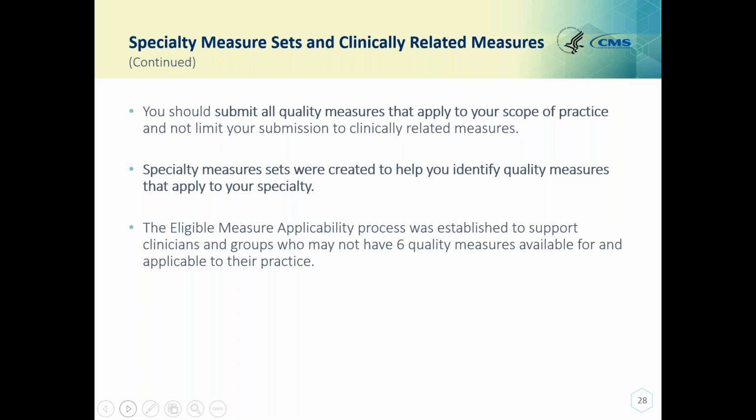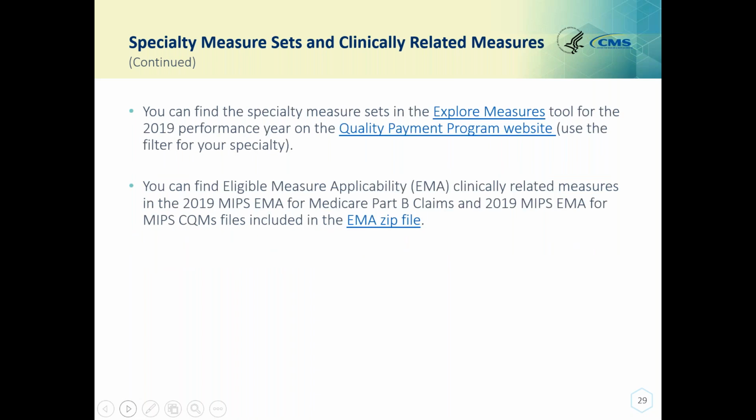Slide 29. You can find the measure sets in the Explore Measures tool in the 2019 performance year on the program website. The hyperlinks available here and also available on the qpp.gov website will take you to them. You will then filter for your specialty to find the measure sets. You can also find the EMMA clinically related measures for the 2019 Part B claims and 2019 for CQMs filed under the EMMA zip file, and you'll also find that in the resource library on the webpage for qpp.gov.